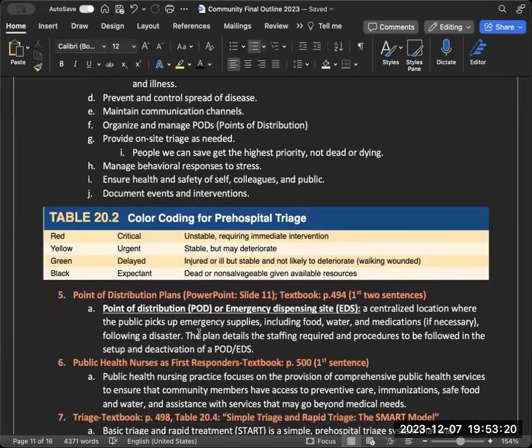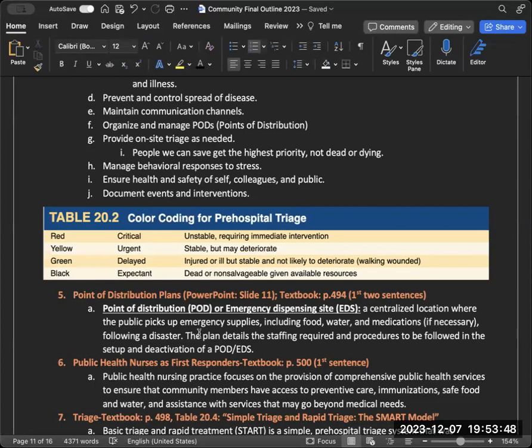We maintain communication channels. We organize and manage points of distribution. Provide on-site triage as needed. So the thing that Dr. D said here is that we want to save the people that have the highest priority, not dead or dying, people who have a chance of survival but need immediate care, people who are dying. In those situations, we just make comfort measures, but we have to help the people that we can actually save.